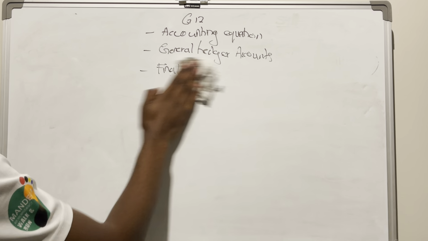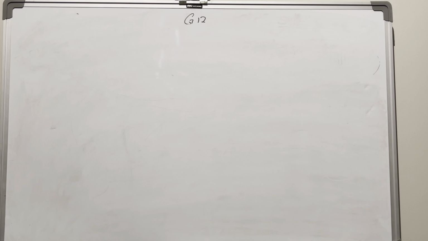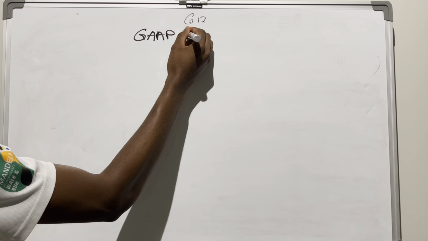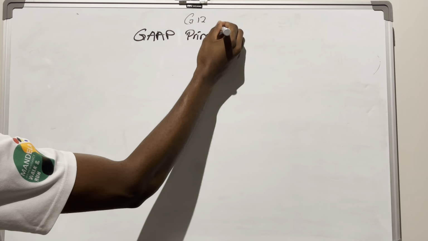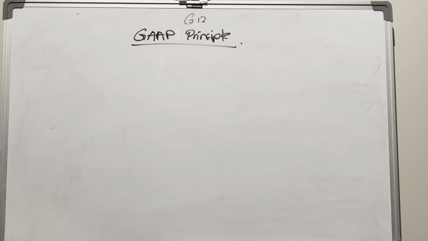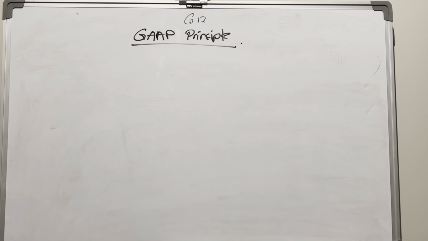So to start off today, we are going to be looking at your GAAP principles. Now, what is GAAP? You should know this already. You've been doing this for the past 3 years. GAAP is your generally accepted accounting principles. Now, what are those principles? It's principles that govern how financial statements within a company are set.